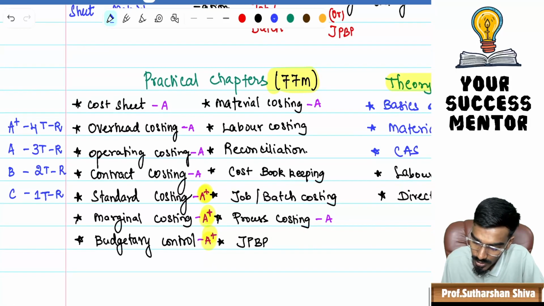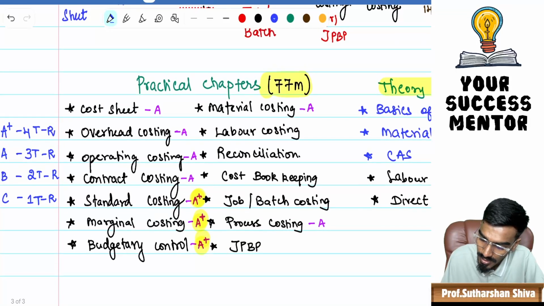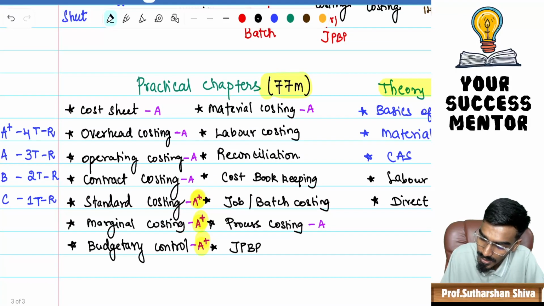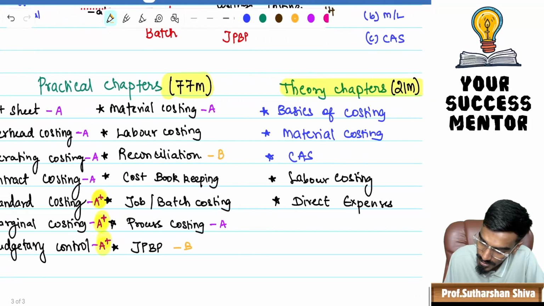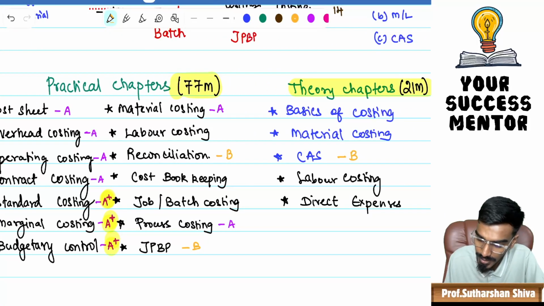Okay. Now, sir, what then is the B category, sir? Our B category is going to be, I will write it in a different color, reconciliation statement, joint product and byproduct. Where is JPBP? Joint product and byproduct. Cost accounting standards. Where is cost? Which is our B category. Okay, which is our theory part.